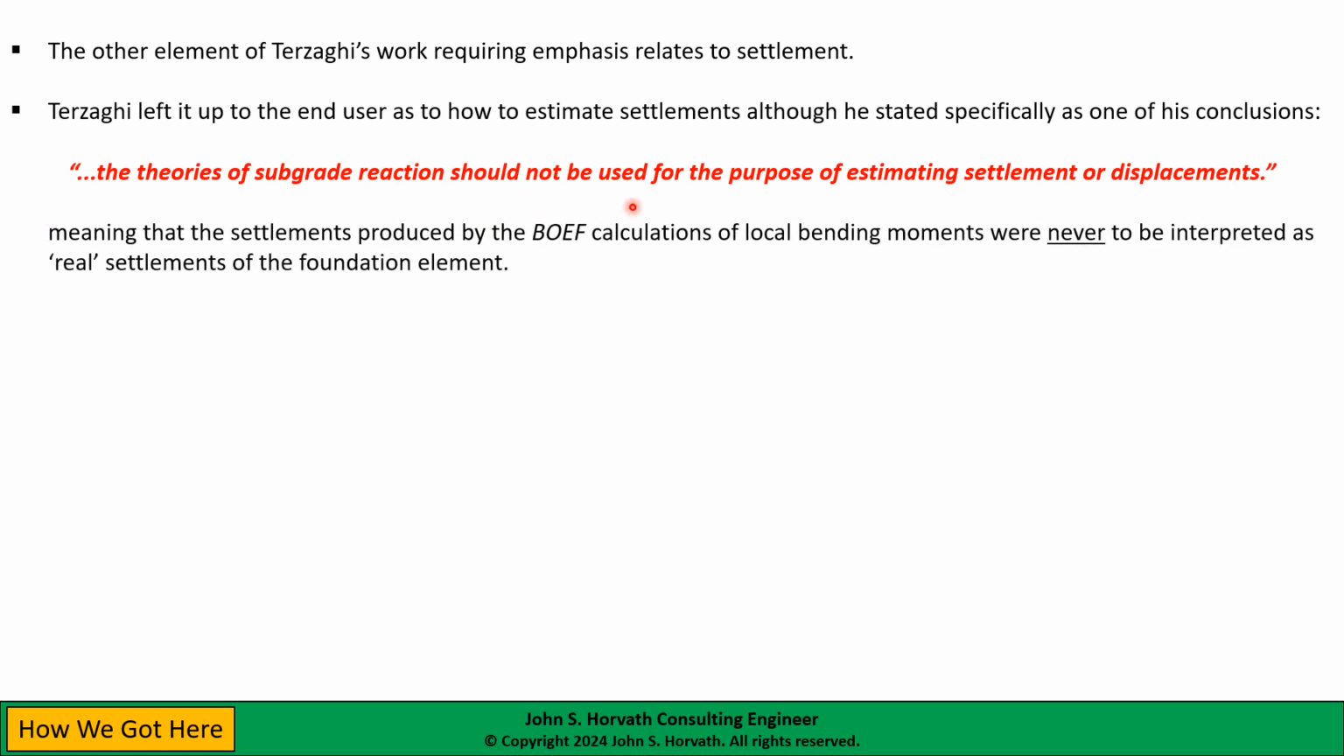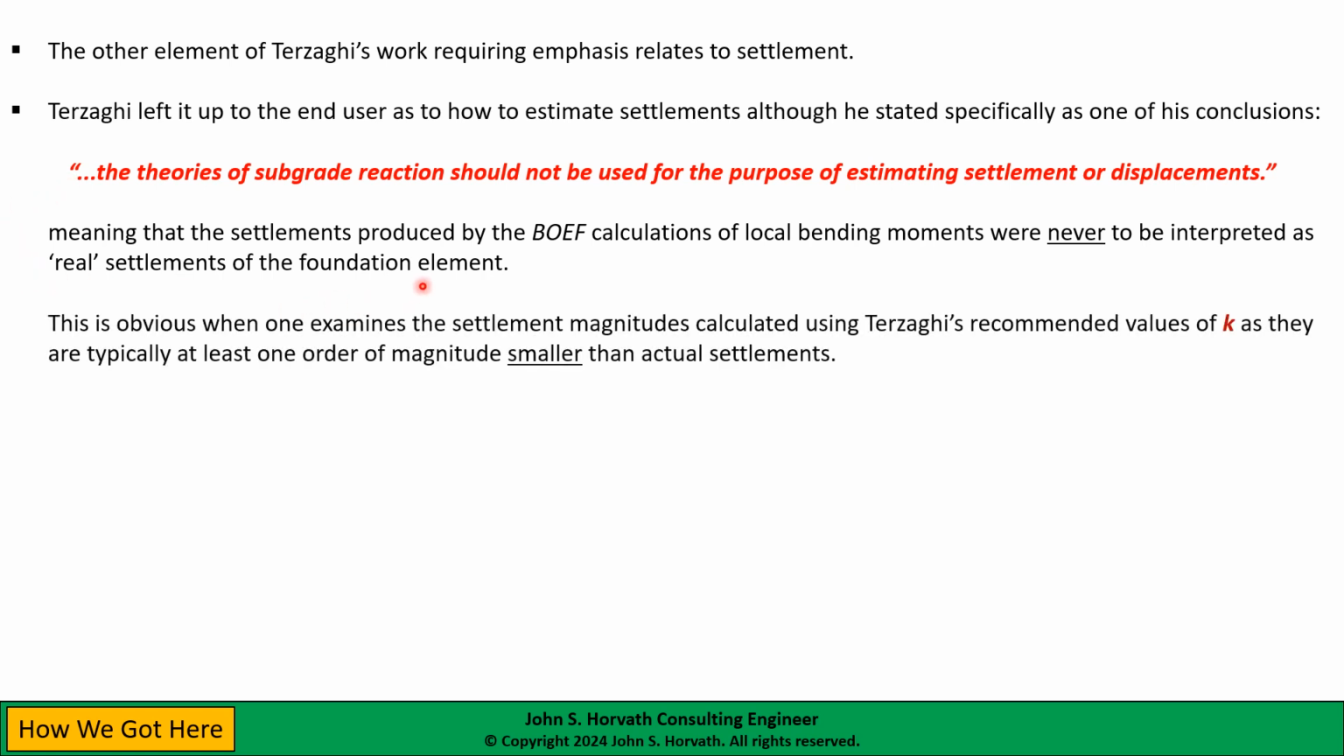Meaning that the settlements produced by a beam on elastic foundation calculation of local bending moments were never to be interpreted as quote-unquote real settlements of the foundation element. And anybody who's ever used Terzaghi's values of K in a calculation will see this, because it's very obvious that when one examines the settlement magnitudes using Terzaghi's recommended values of K, they are typically an order of magnitude, not just a little bit different, by a factor of 10 at least, order of magnitude smaller than actual settlements.